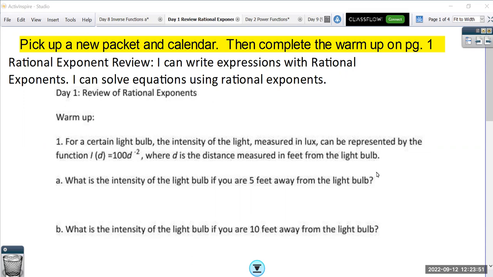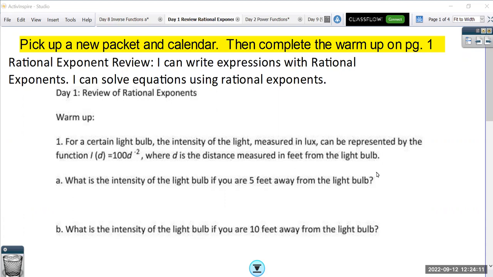So in class today, you should have picked up your new yellow packet from the front. And we are getting into our next topic. What we're starting with is a review of rational exponents. So take a few minutes and try to do this warm up on your own.